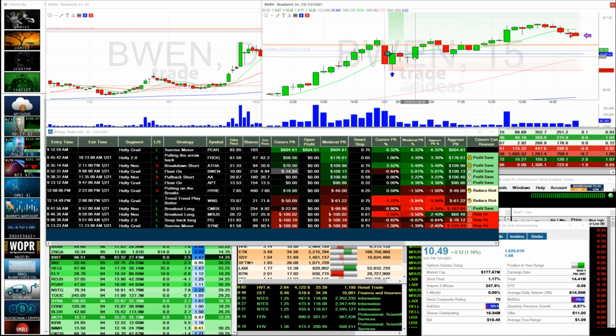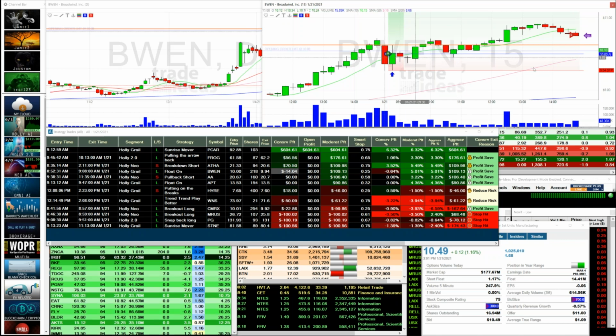Not really jumping on the bandwagon to add to this one because it's not near as pristine as the other two that we looked at. But a winning trade nonetheless. All you had to do is be patient, stick to your hard stop loss. You had plenty of time to exit for a nice winner before the close kicked in. 109 bucks at the close, a little bit higher up here. So all in all, not a bad trade from BWin as well.